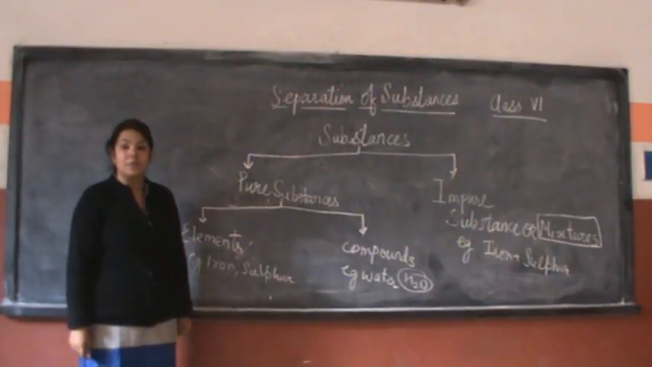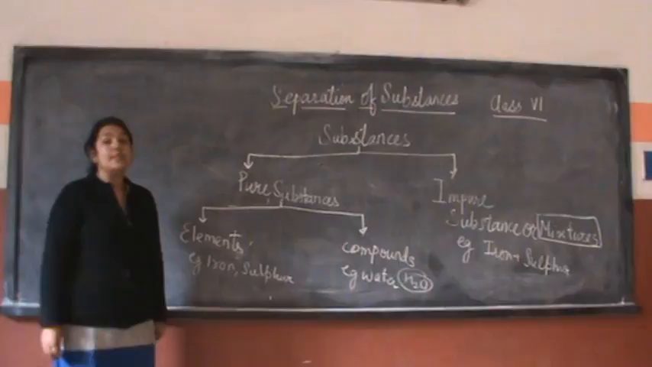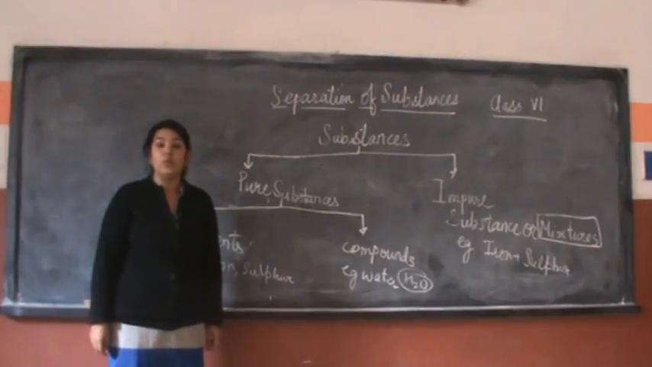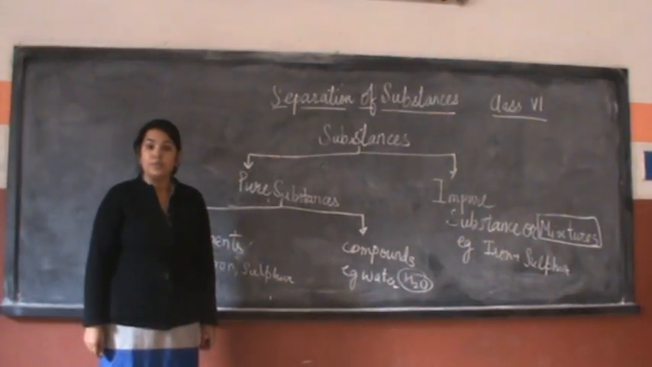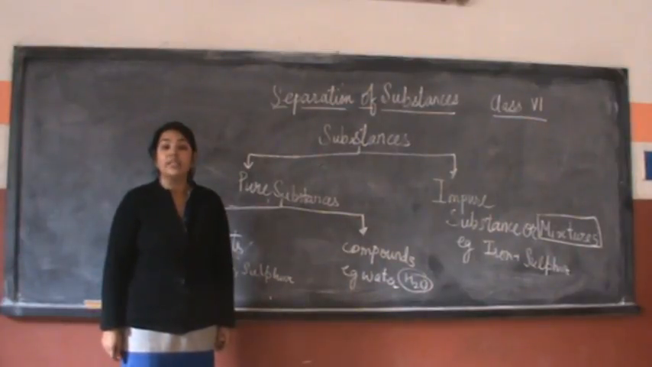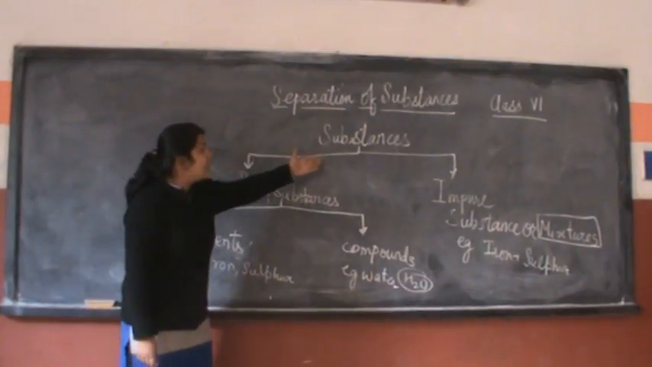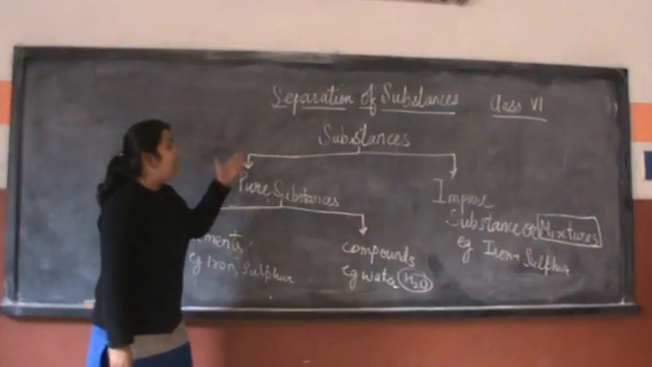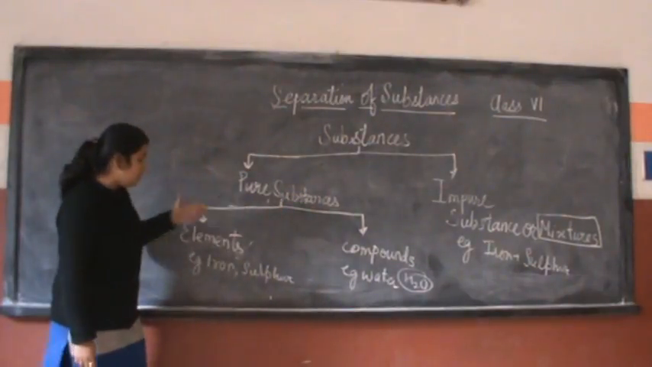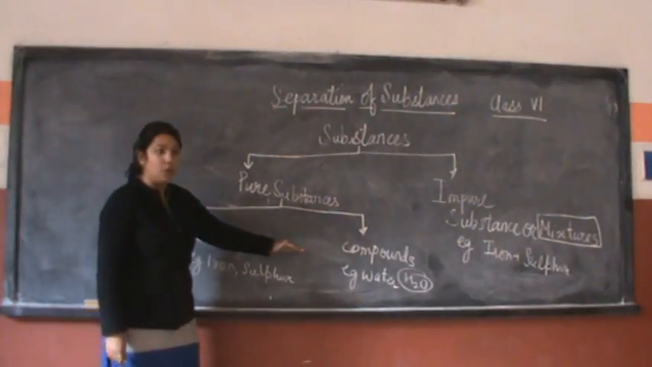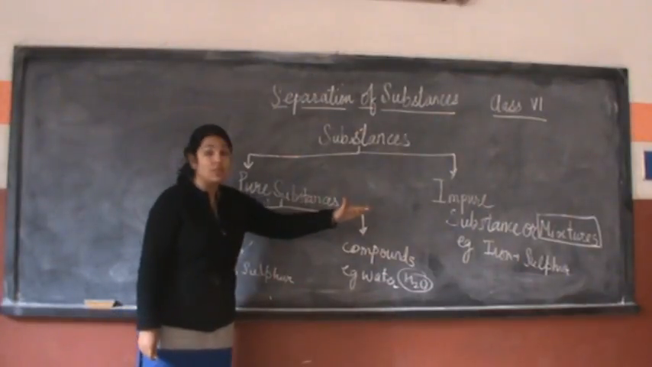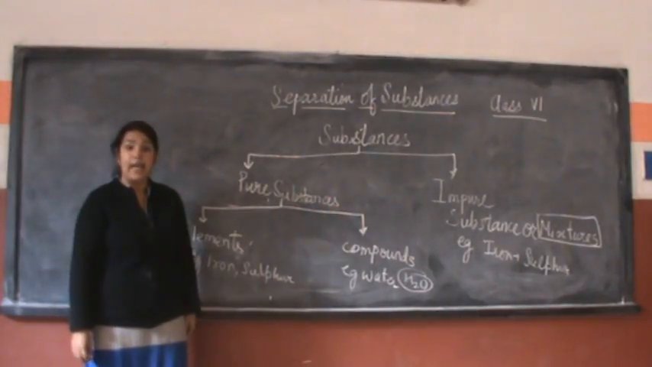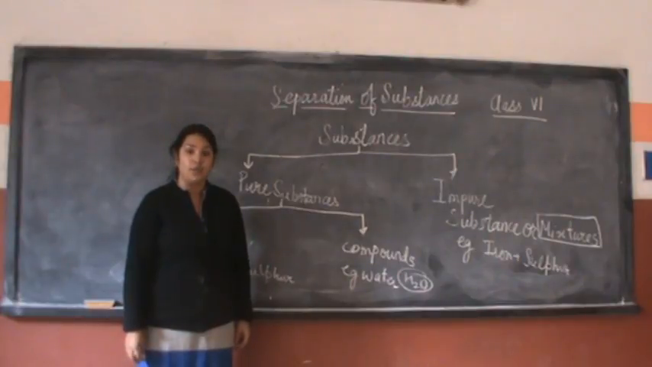About separation of substances. These substances are to be separated so that we can get the desired constituent from them, and what these constituents are. Now, the substances can be classified as pure and impure. In the pure substances, we have elements and compounds. In the impure, we have mixtures. The mixtures can be further classified as homogeneous and heterogeneous.